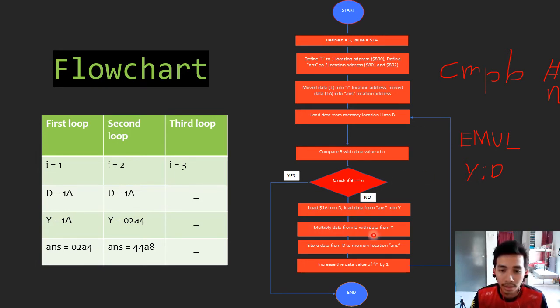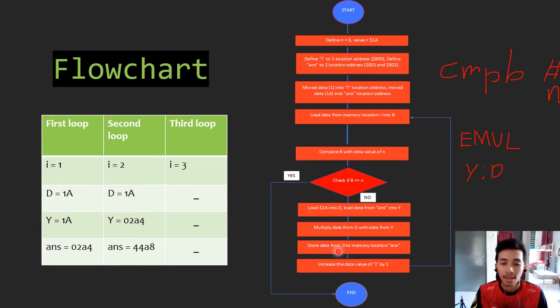Okay, and then we calculate 1A and 1A, and the answer will be 02A4. That answer is automatically stored into D, and then we grab the data value and store it into the answer. So basically we store data from D to memory location answer. The new data value of answer will be 02A4.